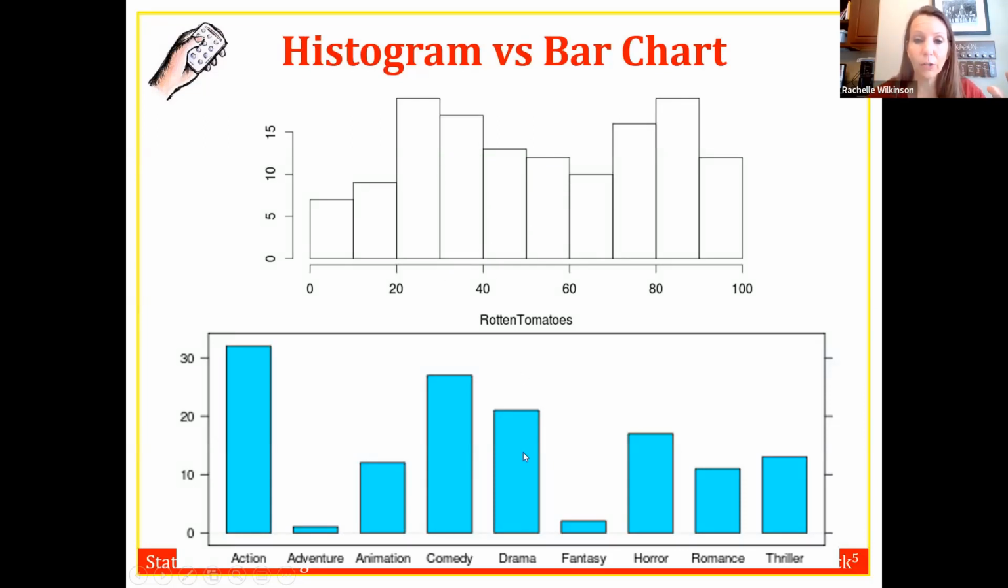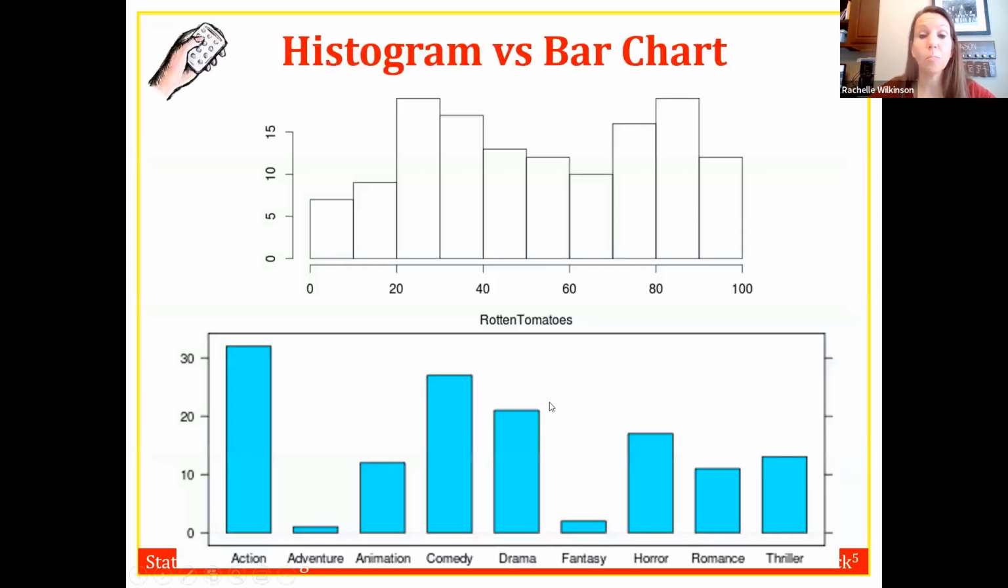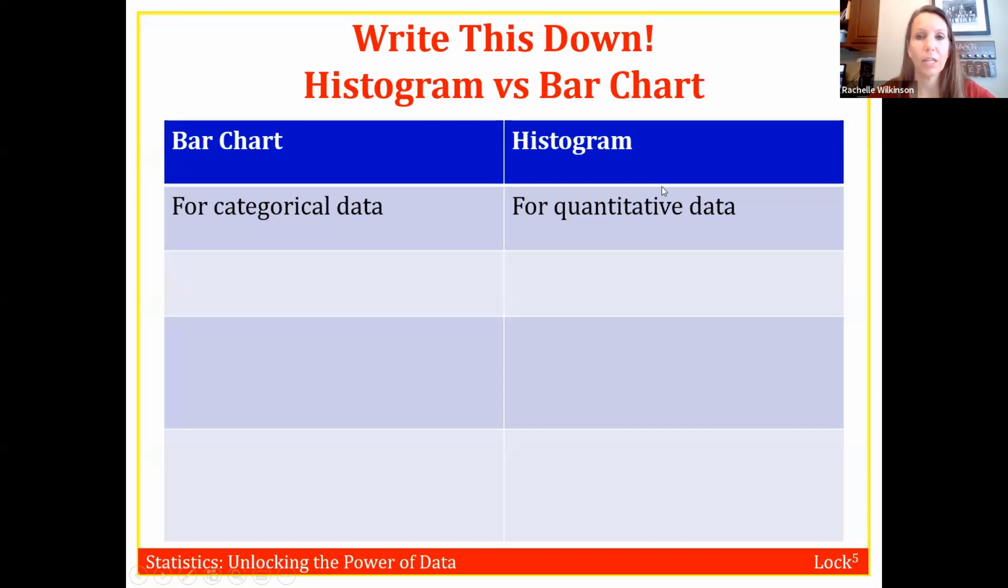So here are 2 different graphs. The bottom one is a bar chart of movie genre for those movies from 2011. And the top one is the Rotten Tomatoes score that each movie got. So this is a quantitative variable versus a categorical variable. We're going to compare and contrast these two. We're going to make a little histogram versus bar chart comparison here. Okay, so the first thing, like I just mentioned, is that bar charts are for categorical data and histograms are for quantitative data. So that's the first thing you're going to put on your comparison chart.